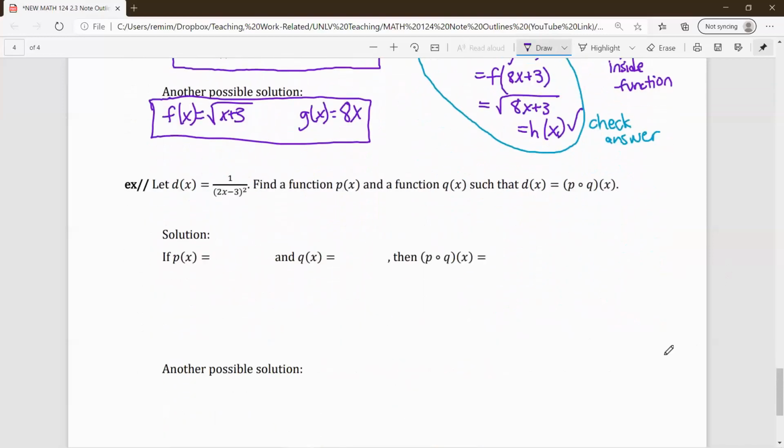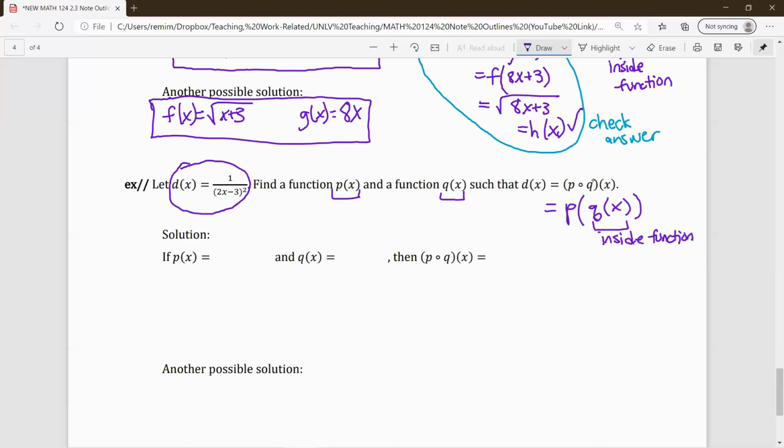Let's do another one just like that. So here is our starting function this time. d of x equals 1 over (2x minus 3) quantity squared. And we want to find a function p of x, and we want to find a function q of x, such that d of x is equal to the composition of p of x and q of x. So just like last time, I am going to rewrite this as p of q of x, because that tells me that the q of x is what I want my inside function to be.